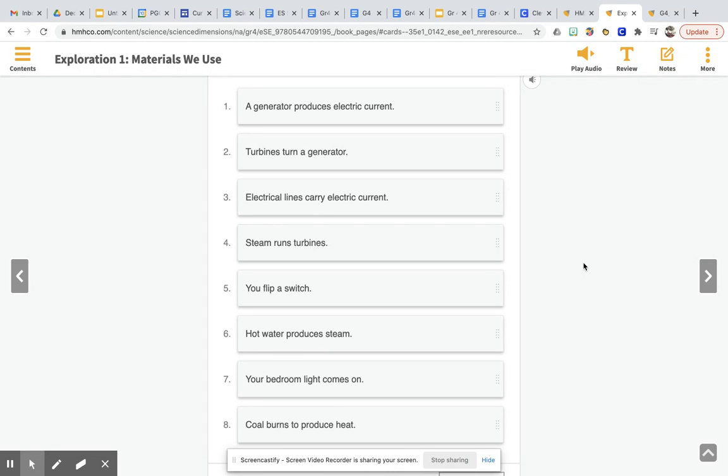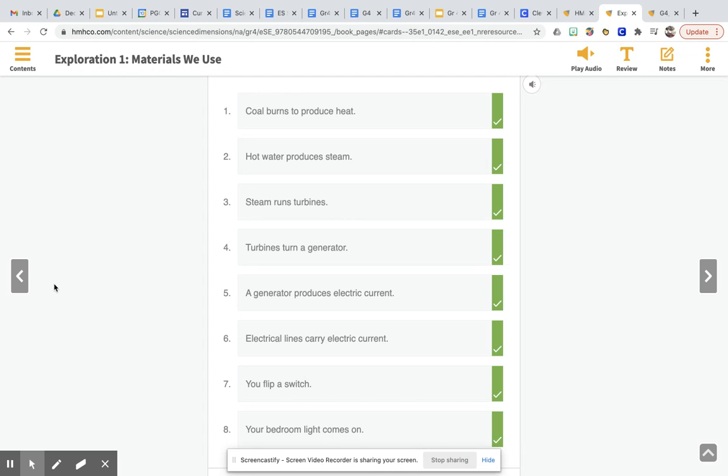It says a generator produces electric currents. Turbines turn a generator. Electrical lines carry electric currents. Steam runs turbines. You flip a switch. Hot water produces steam. Your bedroom light comes on. And coal burns to produce heat. Please pause the video now and see if you can put these in order to share what happens in order for you to be able to turn your bedroom light on at your house.